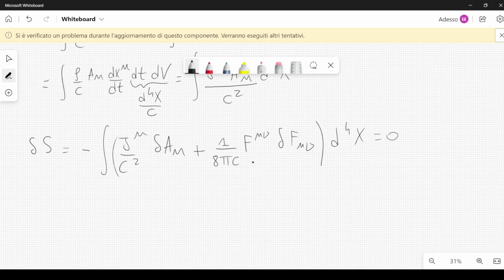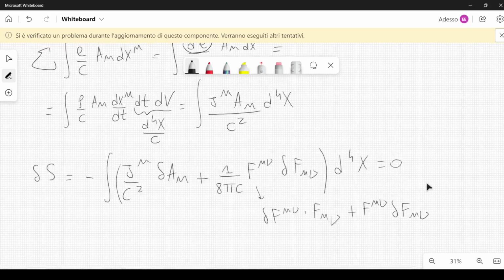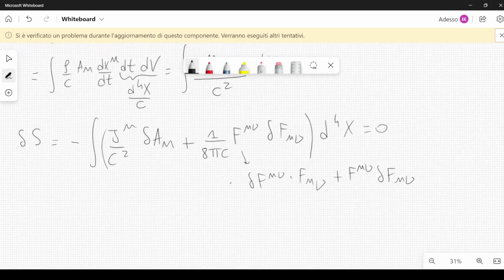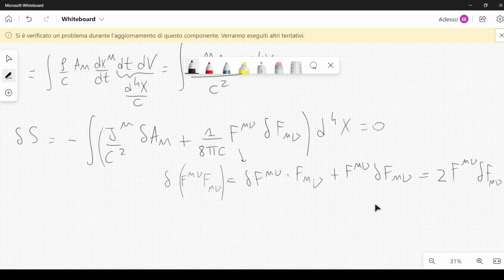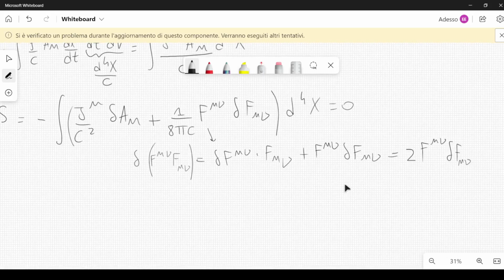Now, I have used the fact that delta F mu nu times F mu nu plus F mu nu delta F mu nu. So when I take the variation of the product of F mu nu with F mu nu, this is what I actually get, but it's easy to see that this is equal to twice F mu nu variation of F mu nu. It's very easy to show if you contract these tensors with the metric tensor, the Lorentz metric.